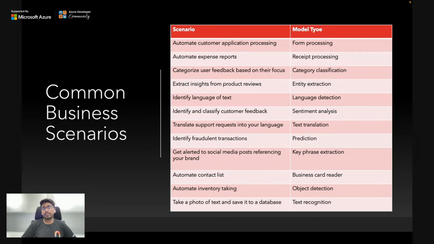The business card reader will automate your complete contact list. And object detection, where you can automate your complete warehouse inventory: you can detect how many objects are present and mark the number. With text recognition, you can take the text from your image and save it to a database. So these are some amazing and well-defined business scenarios that we encounter on a day-to-day basis, and you can easily implement them using our AI Builder.